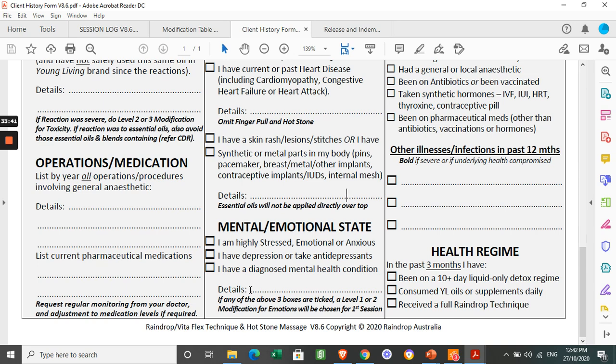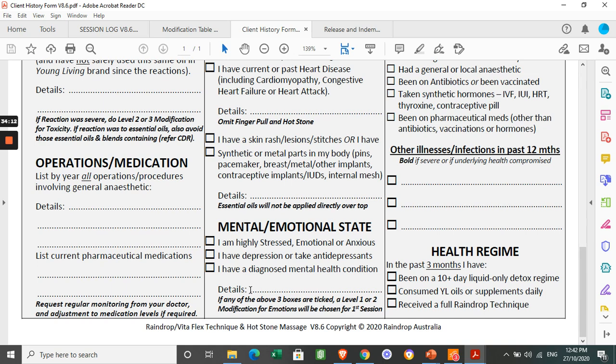However, if they say I'm highly stressed and emotional or anxious, I have depression and I take antidepressants, and I have a diagnosed mental health condition such as bipolar, then we would consider looking at a level 2 modification for the emotions. And the reason being is this: a mental health condition, again, places the body into a highly stressed flight response state, and that produces a huge amount of acid in the body.